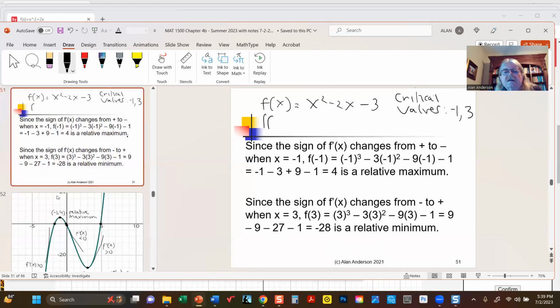So f of -1 is -4. Wait a minute, is that right? No, it's not. Sorry. What did I do? It's 1 plus 2, 3. Oh, no, it's 0. Yeah, that's -1 squared is 1 plus 2 minus 3.